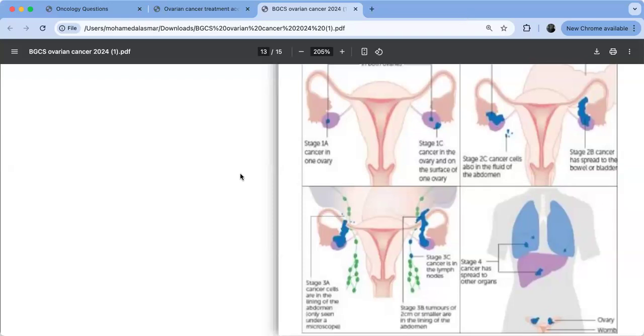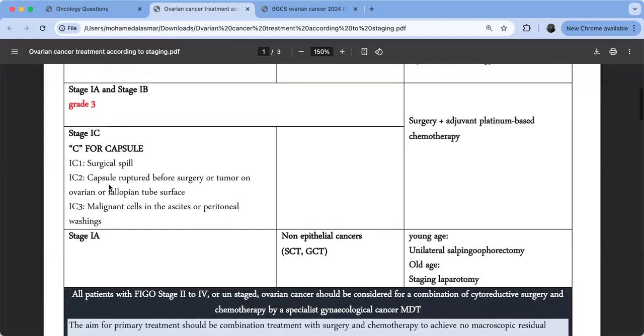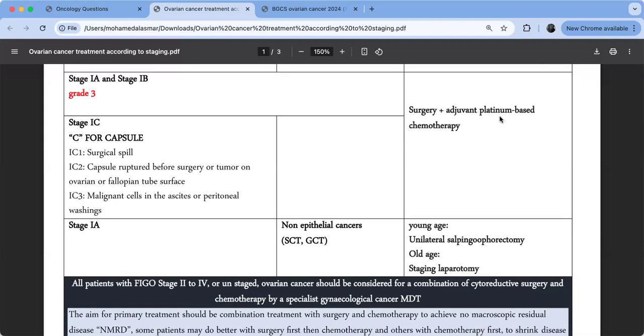So my friends, for the treatment of stage 1, the aim of the surgery is complete macroscopic tumor resection of visible disease and adequate surgical staging. Stage 1A and 1B, tumor is grade 1 or 2, then surgery only, and adjuvant chemo is not indicated. Stage 1A or 1B, but aggressive tumor type or poorly differentiated tumor or grade 3 tumor, then we can consider adjuvant platinum-based chemotherapy after surgery.